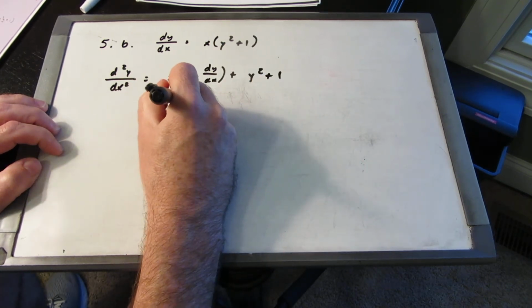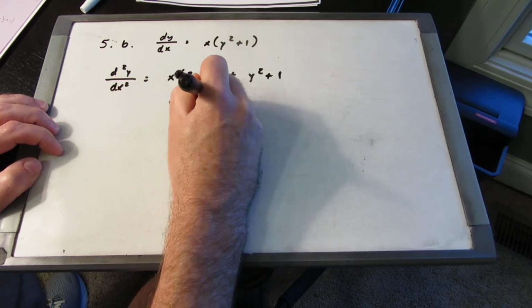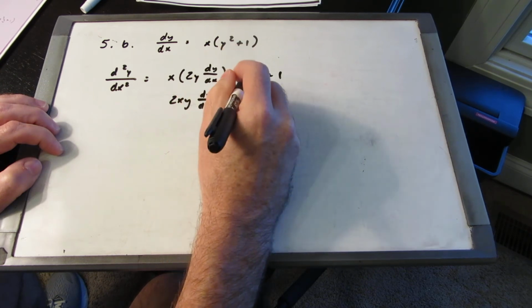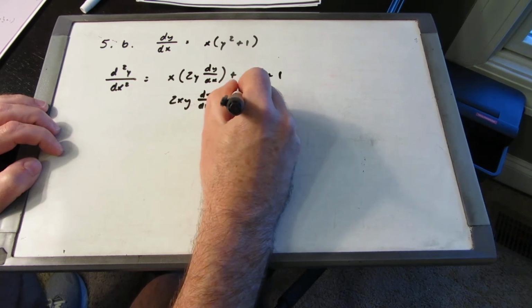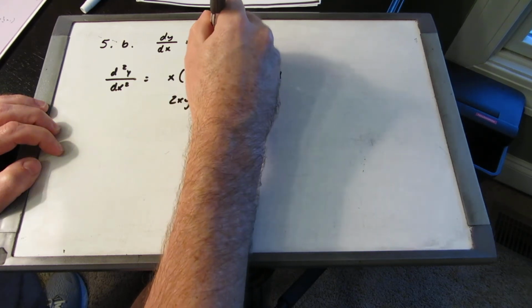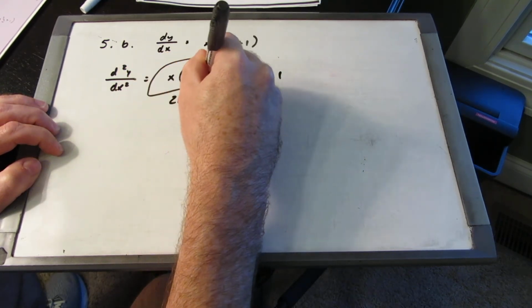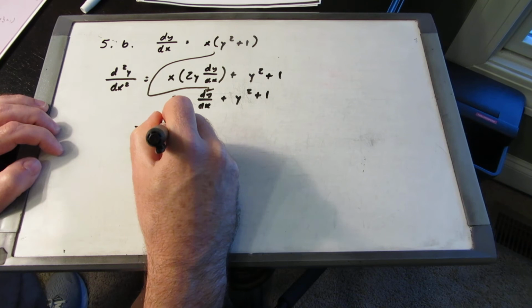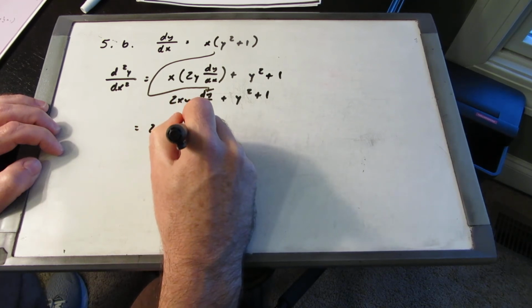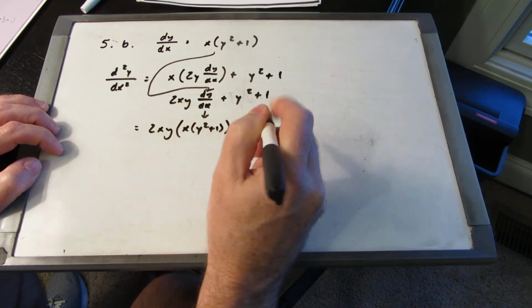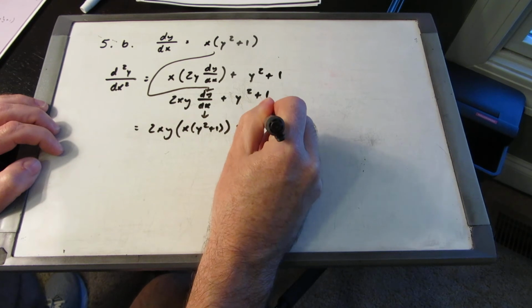So I would have 2xy dy/dx plus y squared plus 1. We can substitute, since dy/dx is x times (y squared plus 1), and get 2xy times x times (y squared plus 1), plus y squared plus 1.